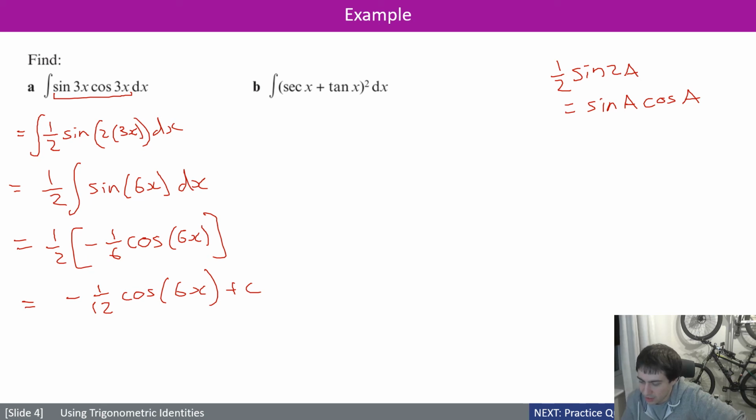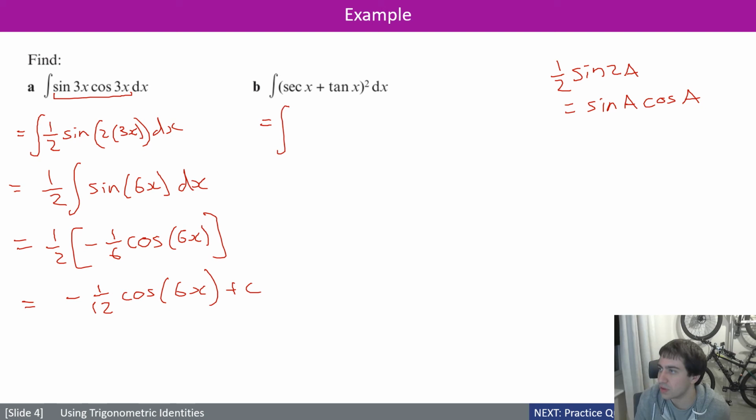sec x plus tan x all squared. So for this one, there's no obvious way to simplify sec x plus tan x, but what we could do is, if you think to yourself, okay, if I square that, I'm going to end up with sec squared, tan squared, and sec tan. And I know how to integrate sec squared, and I know how to integrate tan squared. In fact, that was the very first example we did. And we do actually know how to integrate sec tan as well, because that's one of the standard results we had. So let's try multiplying it out.